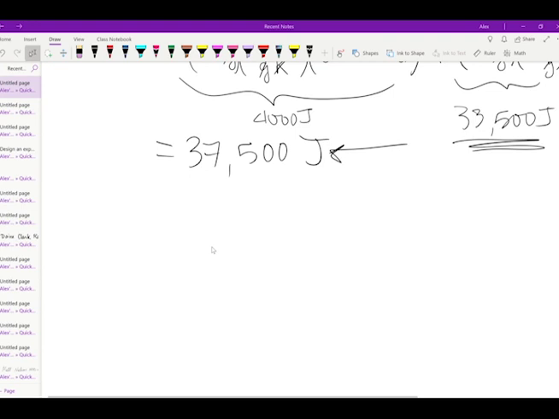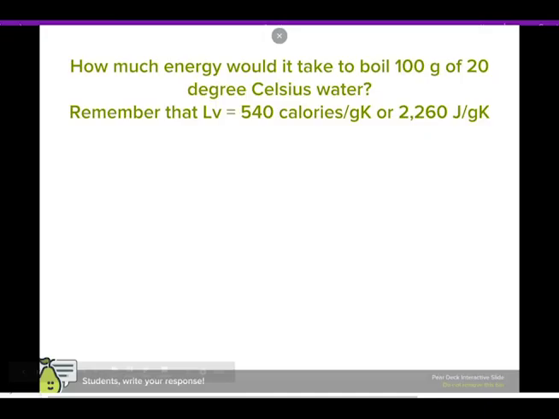Okay, so let's try another one. This one down here is a little bit trickier. How much energy would it take to boil 100 grams of positive 20 degrees Celsius water? Just remember that the L of vaporization, that L sub V, is 2260 joules per gram. Go ahead and pause again.